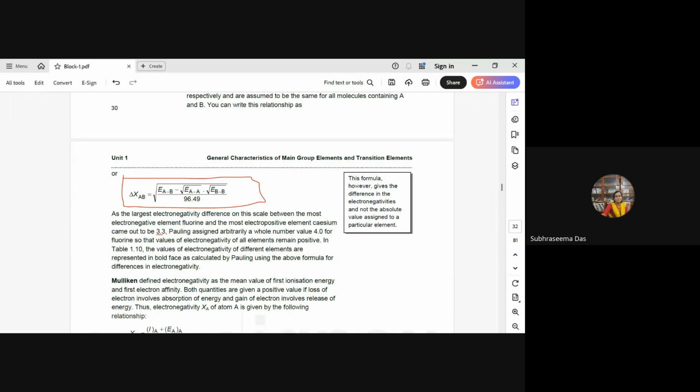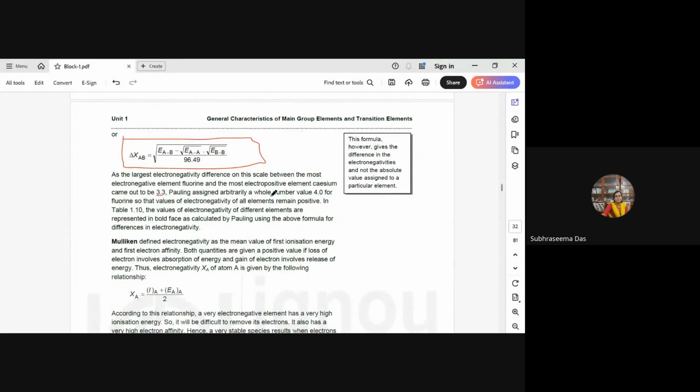This scale was modified. The difference between fluorine and cesium, fluorine being the most electronegative element and cesium the most electropositive element, came out to be 3.3. So an arbitrary maximum value of 4 was applied. Pauling assigned an arbitrary value of 4 for fluorine, so that the electronegativity of all elements remains positive. That is how Pauling used the above formula for calculation of differences in electronegativity for a particular compound rather than a particular element.